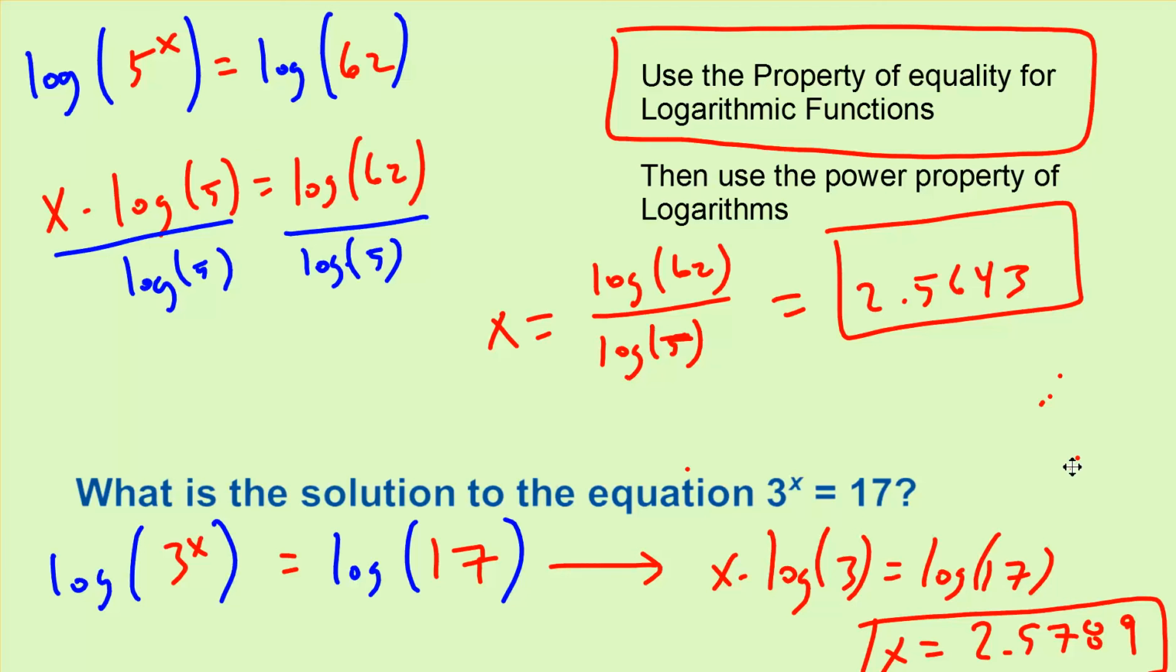Yeah. That is the property of equality for logarithmic functions. You're just applying a logarithm to each side of the equation. But you know what's kind of fun about it? It doesn't just have to be log base 10. It could be log base 20. It could be log base 7. It could be log base e. It could be log base pi. It doesn't matter as long as you apply the same log, same base to each side. Okay, what else do we have here?